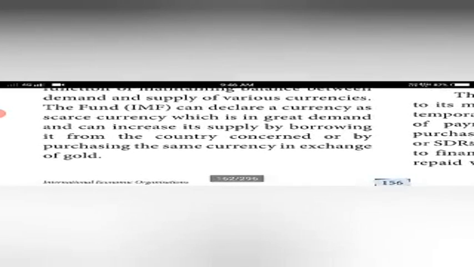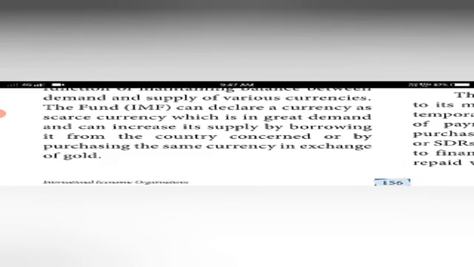The fund can declare a currency as scarce currency, which is in great demand, and can increase its supply by borrowing it from the country concerned or by purchasing the same currency in exchange of gold. Among the 189 countries, the scarce currency should be concentrated in the country having it, which is in great demand prevailing there, isn't it?